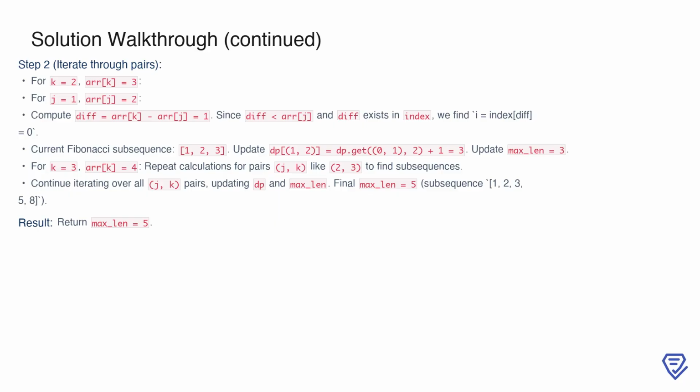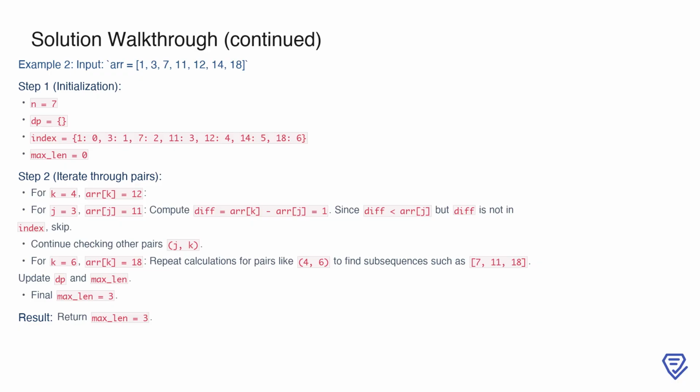Repeating this process for other pairs, such as k equals 3 and j equals 2, allows us to find longer subsequences like 1, 2, 3, 5, 8. By the end of this iteration, max_len is updated to 5. We then return this value as the length of the longest Fibonacci subsequence for this input.